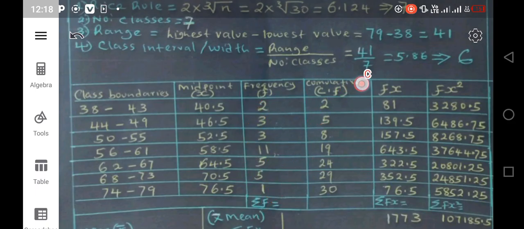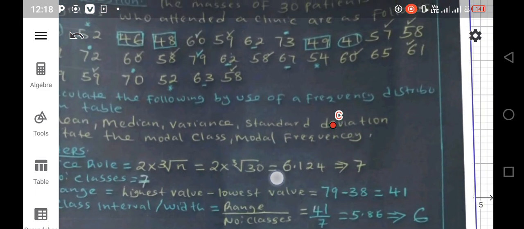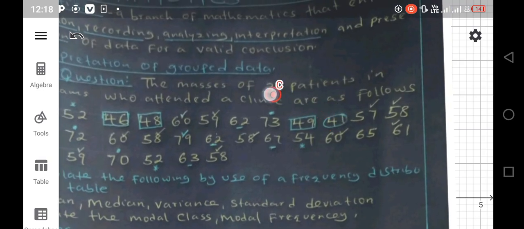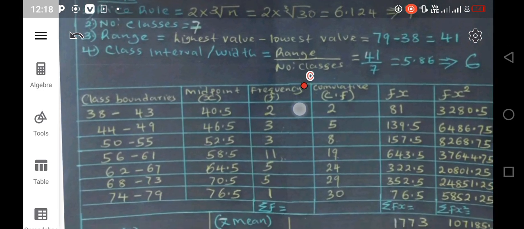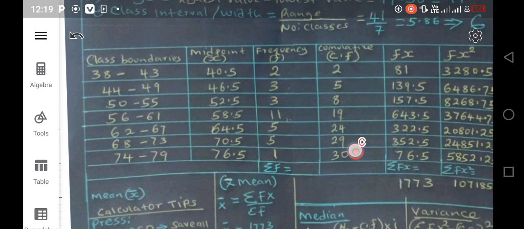Now we have also what we call cumulative frequency. The first one we have 2. Now that 2, as we move down, we are going to have 2 plus 3. Cumulative frequency is calculated in this easiest method. 2 plus 3, 5 plus 3, 8 plus 11, 19. 19 plus 5, 24. 24 plus 5, 29. 29 plus 1, that. So the total sample size is what? 30. So that is okay. Now from there you can continue, because the question also says that there were 30 patients. We have confirmed by the use of our cumulative frequency that the sample size is 30.